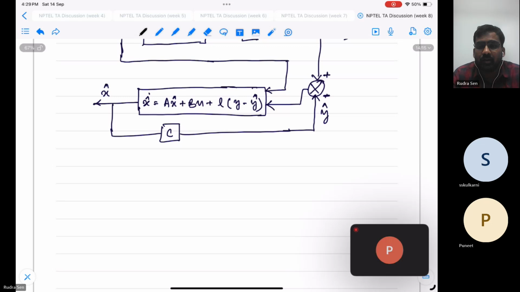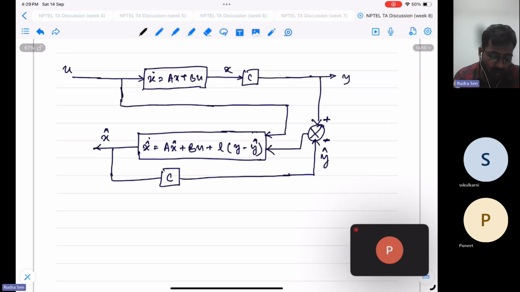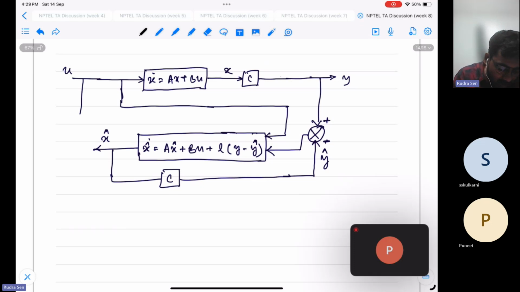The first thing you need to remember is that our observer should estimate the state as quickly as possible. If our observer can estimate the state quickly, then we can design a controller, let's say k, because ultimately x hat is multiplied with k, and this is the u that I am feeding to the system.